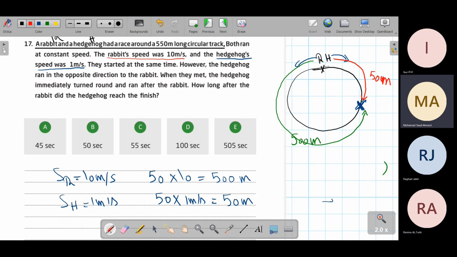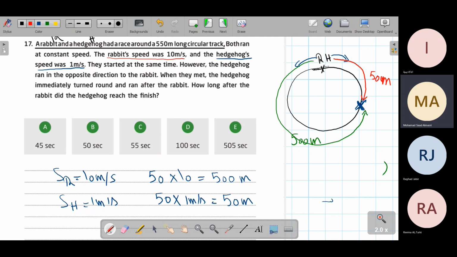In physics, you can say that the rabbit and the hedgehog will meet in some place, but they will have the same time, and in the same time, they will reach the same place. So we can, for example, in physics, say that D1 will be equal to D2, or T1 equal to T2. Of course, S1 is not equal to S2.